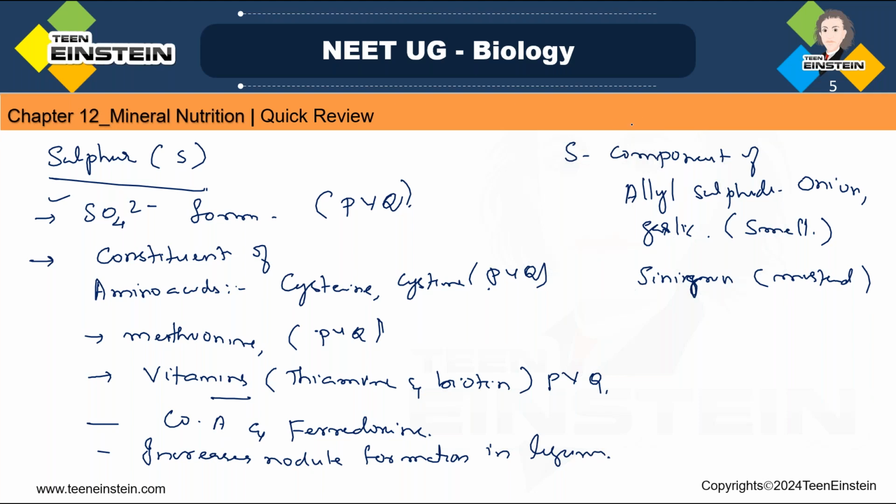Okay, then you can see 2-3 previous year questions here. Directly they won't give the question like role of sulfur and in which it is present. So you will get allyl sulfide. Here sulfide is there, so you can make out the component sulfur, and onion and garlic and the smell. Allyl sulfide, which is responsible for the smell, and sinigrin, which is present in mustard. All these points are previous year questions. Then we need to learn about the deficiency symptom. Sulfur deficiency symptoms you need to learn.